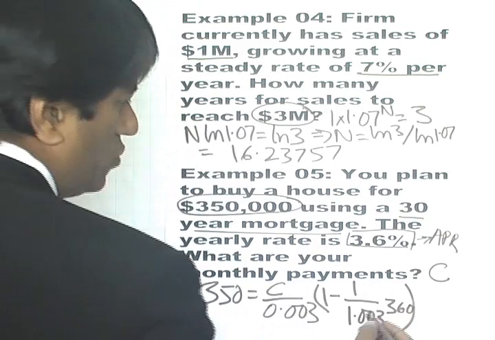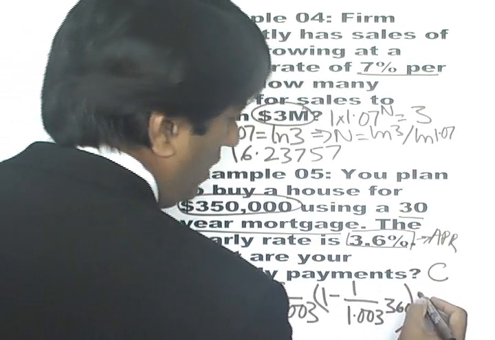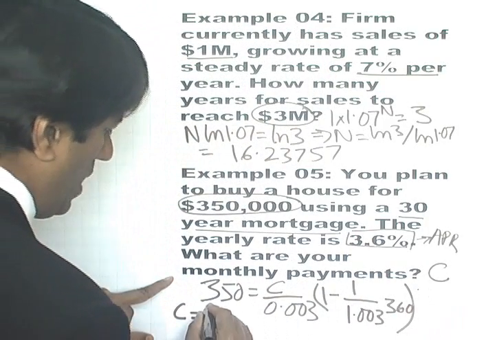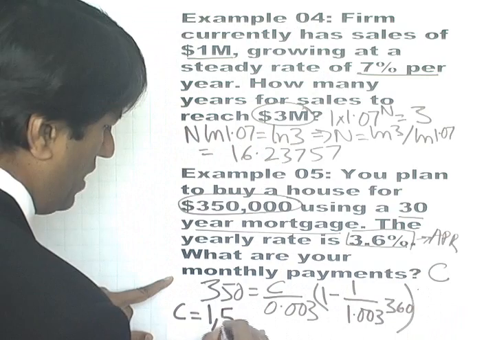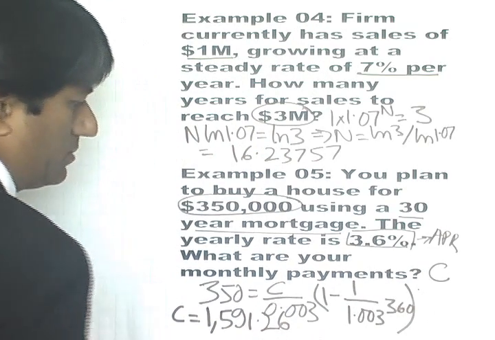So when you solve it, you will get the monthly payments C equal to 1,591.26.